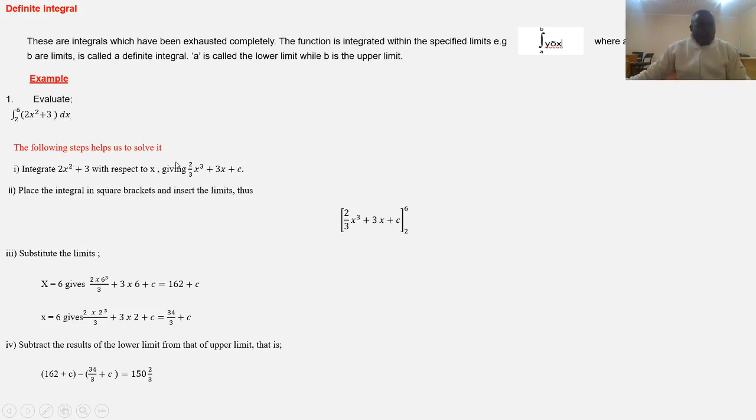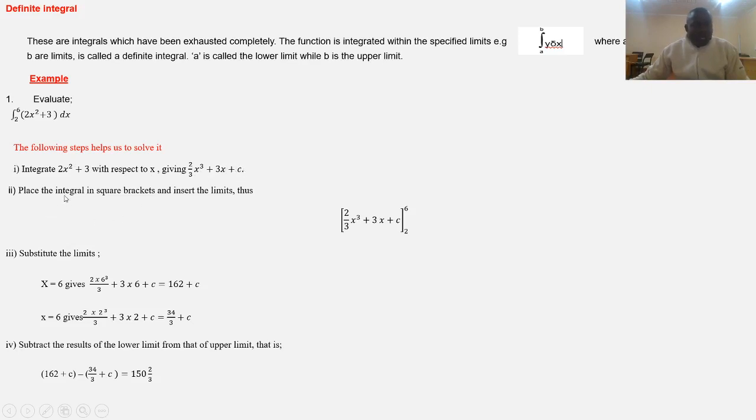So you need to follow some steps as follows. First of all, you need to integrate 2x squared plus 3 with respect to x, and this gives you, remember, 2 plus 1, it becomes power 3 over 3, so it becomes 2 over 3 x cubed plus 3x, because x was power 0 plus 1, it becomes x to the power 1, so it is 3x. So it is 2 over 3 x cubed plus 3x plus c.